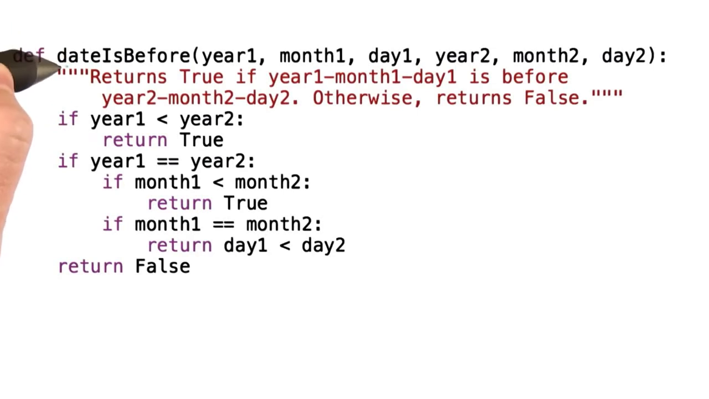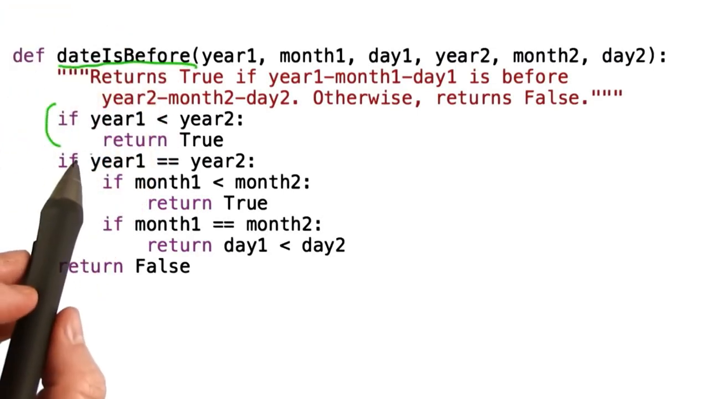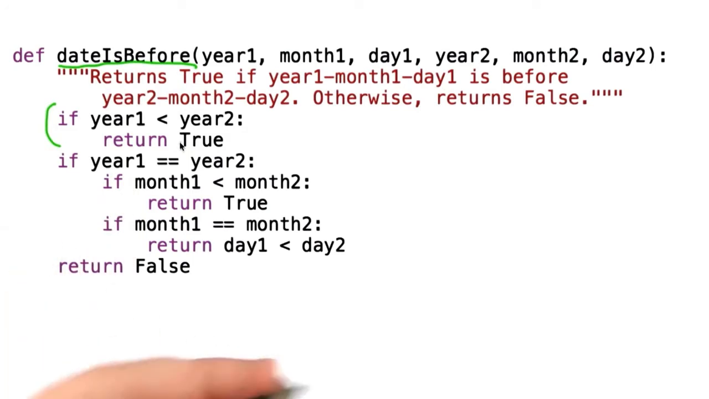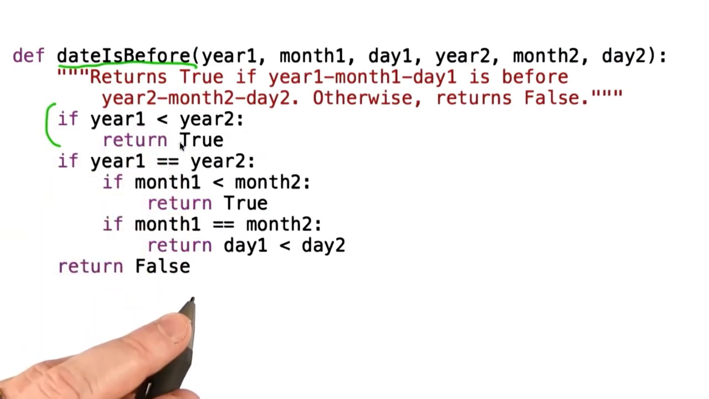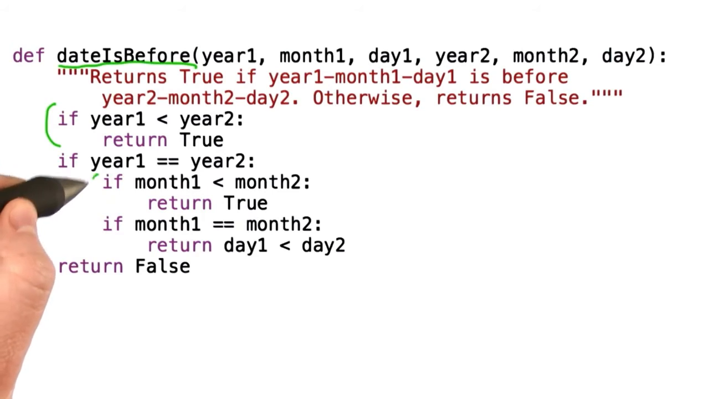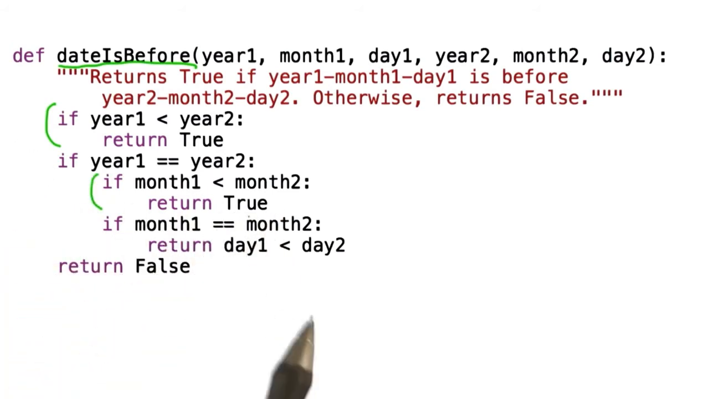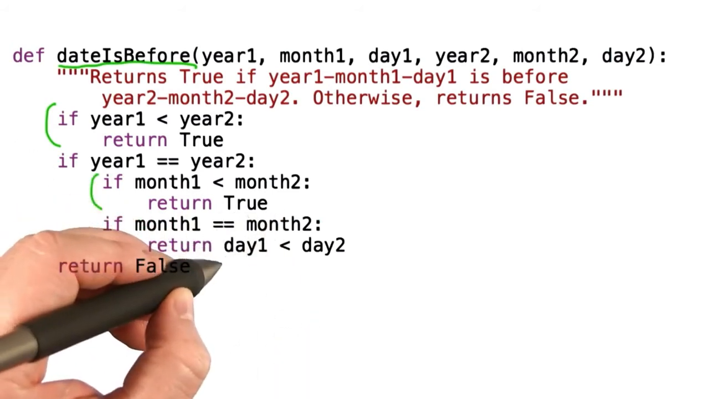So here's my code for the date is before helper procedure. If year 1 is before year 2, then we can return true right away. We don't care about the months and the days if the years are different. If the years are equal, then we need to look at the months. If month 1 is before month 2, we return true. If the months were the same, then we look at the days.